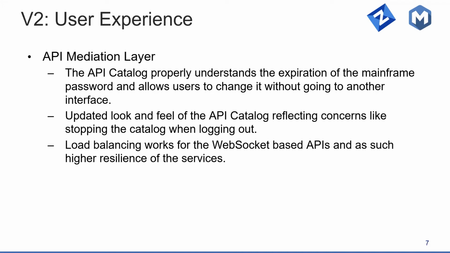As for the user experience, I would say that there are three main things that somebody could see. Two of them are in the API catalog already mentioned. Finally, the API catalog understands what the expiration of the mainframe password means and can help the user resolve it directly from the catalog. And also, in case of suspension, it can at least lead you to the right administrator or information on what you need to do.